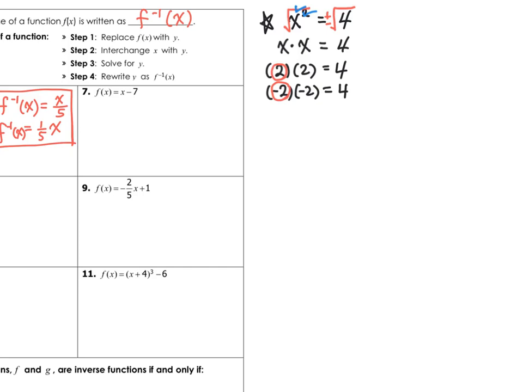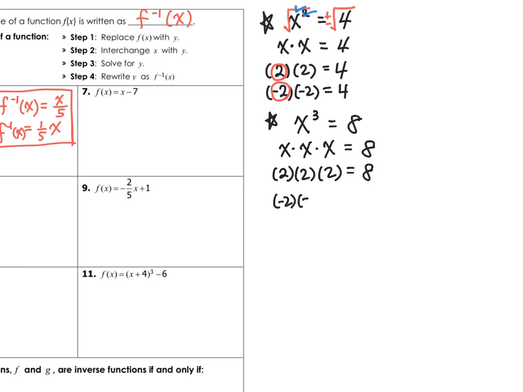Alright? Now let's talk about x cubed, or x to the third power, equal 8. Find what x value multiplied 3 times gives you 8. Can you tell already? It will be 2 times 2 times 2, that will give you 8, right? Can we also make it -2 times -2 times -2? -2 times -2 will give you +4. +4 times -2 will give you -8.